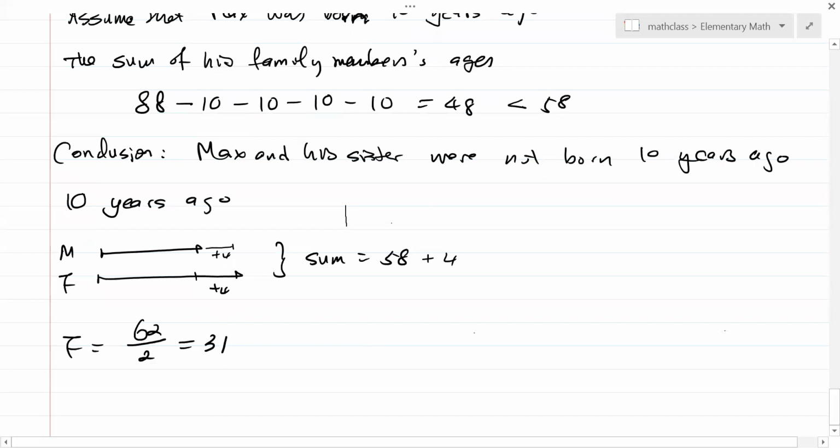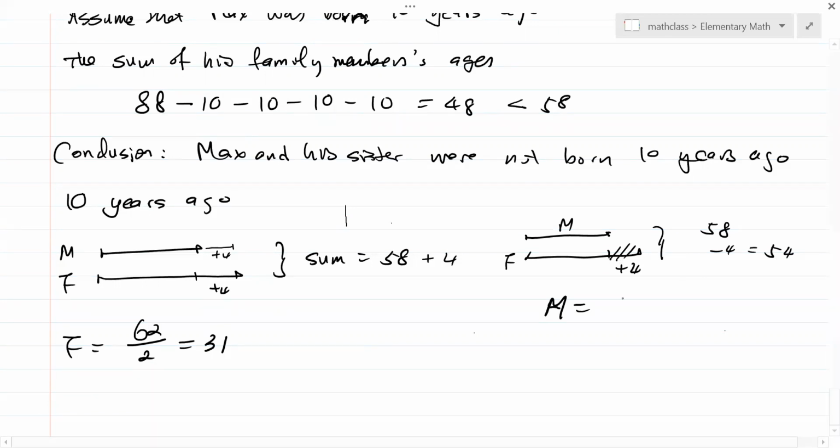Now another way to do it is to subtract. Let me show you the picture. So here's a 4, right? This is the father, and the sum is 58. So if you subtract 4, it's 54. So forget that part, right? It's subtract 4. So add them together, you get double mother's age. So 54 divided by 2 is going to be 27. Okay, 27 will be mother's age.